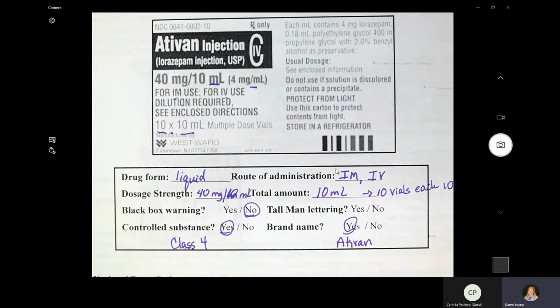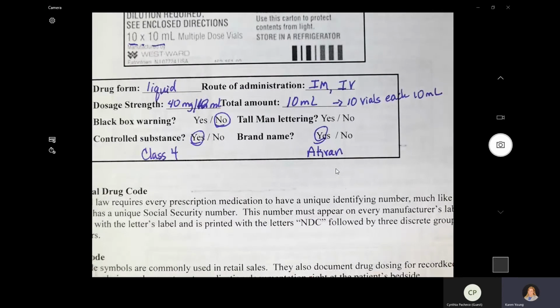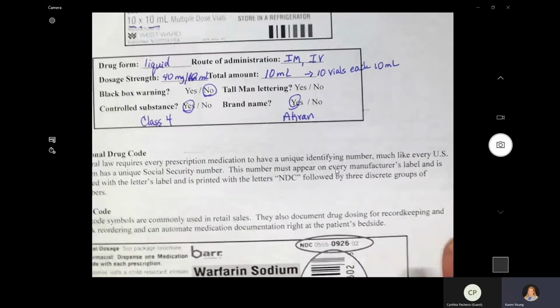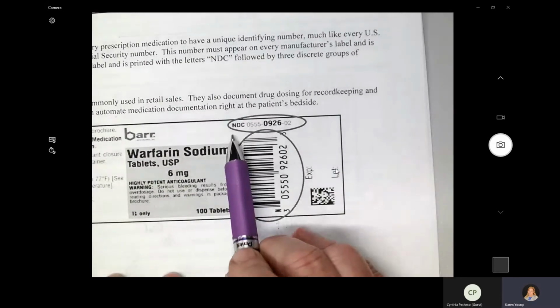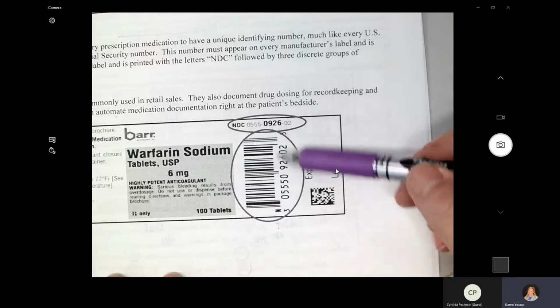Okay. We have a national drug code, which is the NDC, and federal law requires that every prescription medication have a unique identifying number. Much like we have our Social Security numbers, we have unique driver's license numbers for the state. We have unique school ID numbers. Even as a faculty member, I have a school ID number. But they're all unique, so every medication has to have a unique identifying number. And it's found in 2 places. It'll give you the NDC code, and then the barcode is the same.